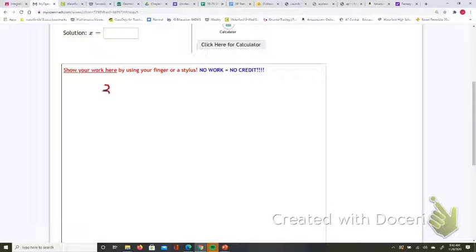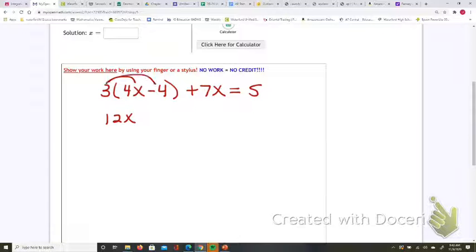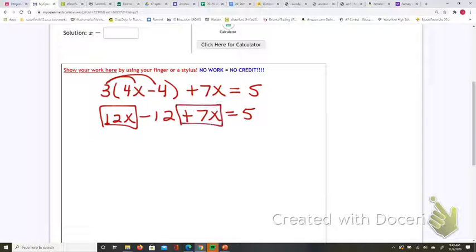So we have 3 parenthesis 4x minus 4 plus 7x equals 5. Step 1 is to distribute. The 3 is in front of the parenthesis. 3 times 4x is 12x. 3 times negative 4 is negative 12, plus 7x equals 5. Now we combine like terms. We have 12x's and we have 7 more x's, so that makes 19x's minus 12 equals 5.